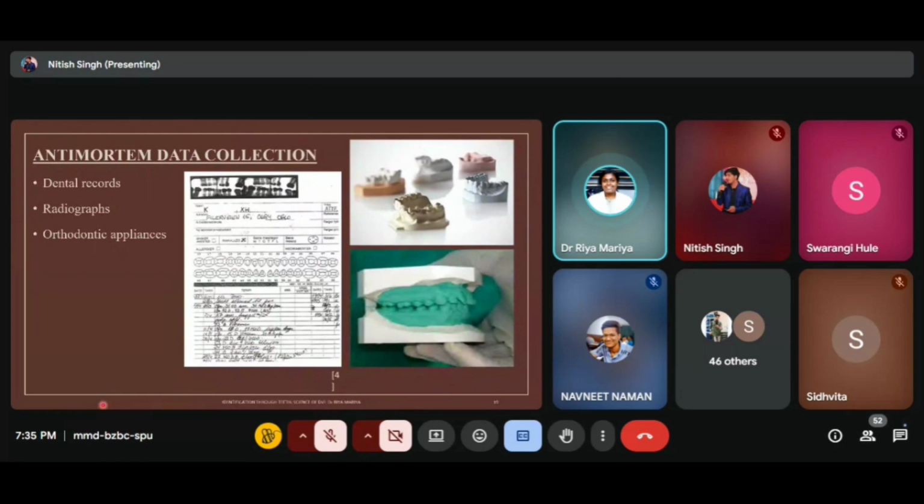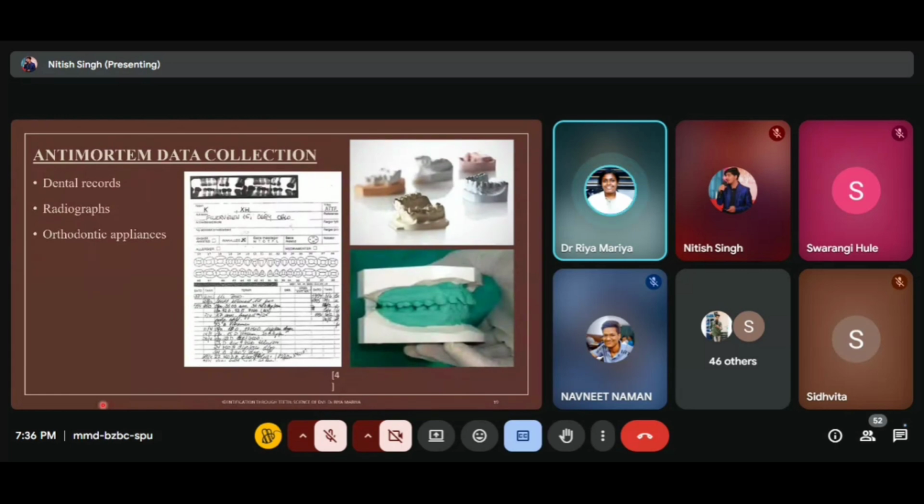Then antemortem data collection. In antemortem data collection, we need to look for dental records. Now I'm just talking about antemortem dental data collection only, not about other medical records. Then radiographs, because we know if we take treatment in a dental clinic or dental hospital, they will have the dental records with them, and the radiographs will be there. They will give the X-rays to us, and they will keep a copy, either soft copy or hard copy, with them. One copy will mostly be there with them. So that is the radiographs.